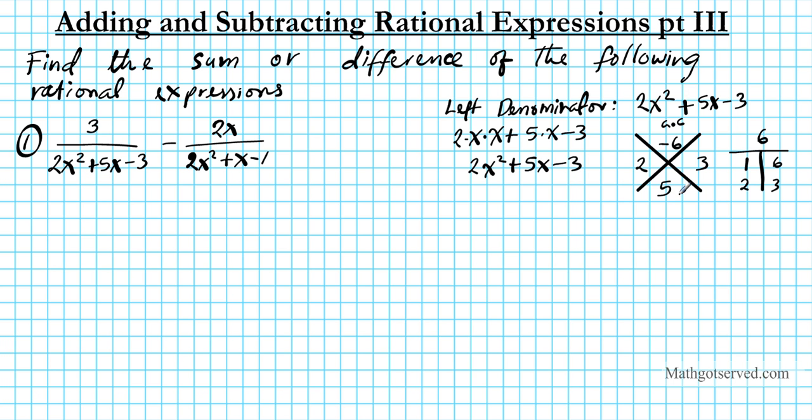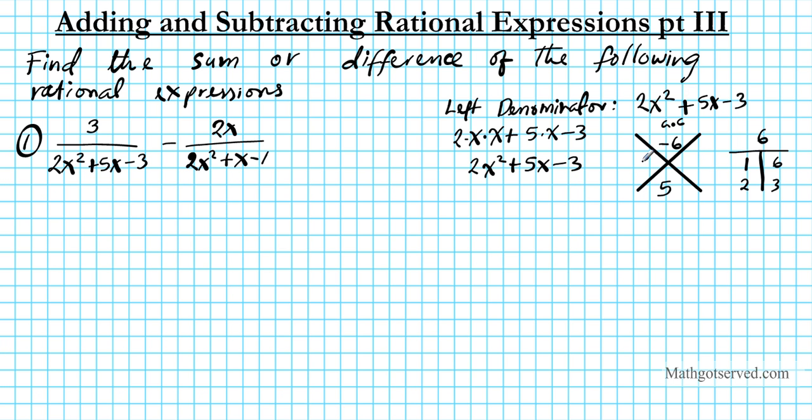We need the numbers to multiply to give negative 6, and the numbers to add up to give 5. So does this work? 2 plus 3 is 5, but if I make any of them negative, it's going to result in a smaller number. So this one actually doesn't work. So let's try another combination. Take this out. 2 and 3 doesn't work. Let's try 1 and 6.